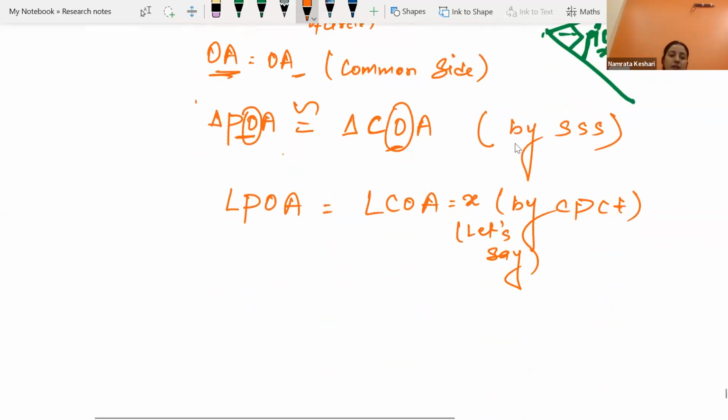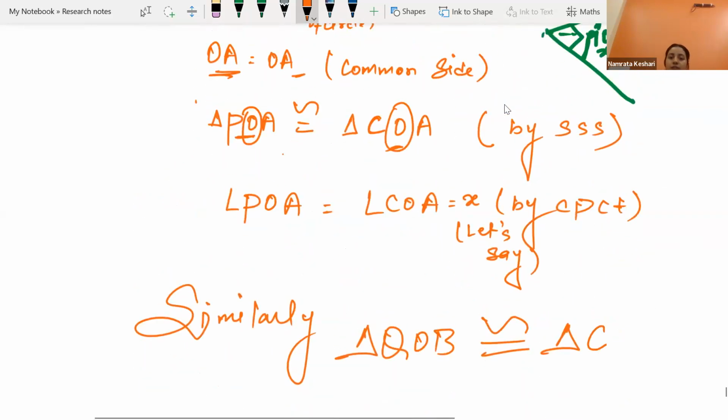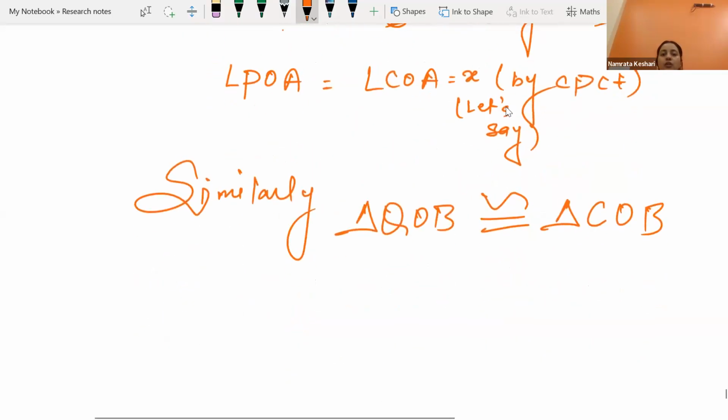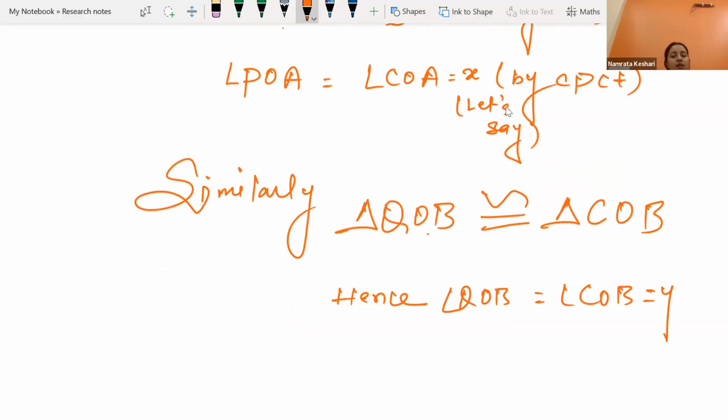Similarly, triangle QOB will be congruent with triangle COB. Let me check the proper sequence over here. On the basis of this, we can say, hence, angle O over here and angle O over there will be equal. That means angle QOB will be equal to angle COB. Both, let's say, are Y. And right here by CPCT, we have written this one.